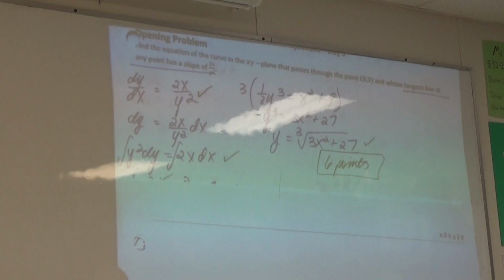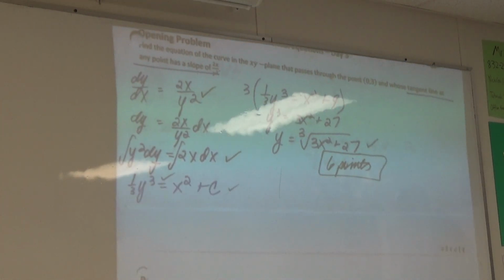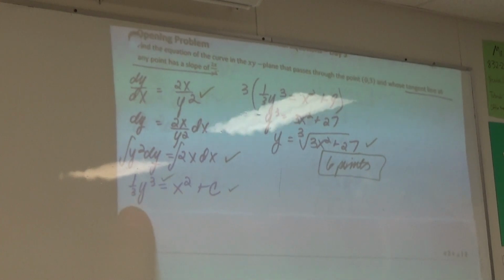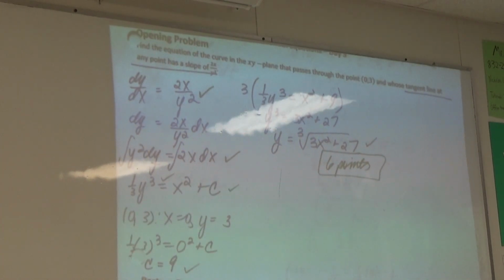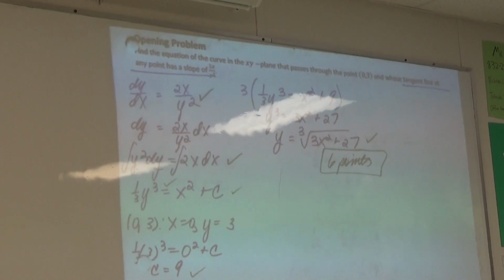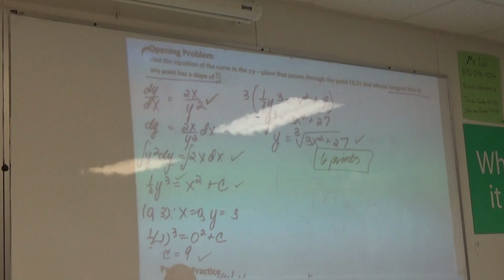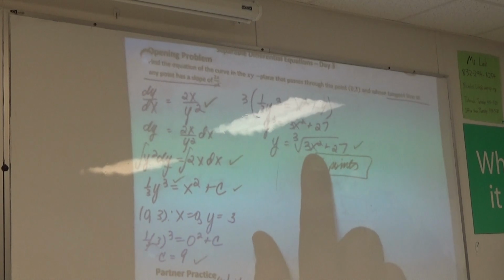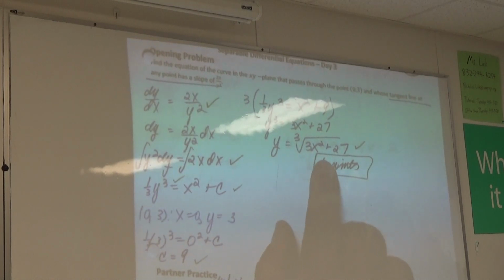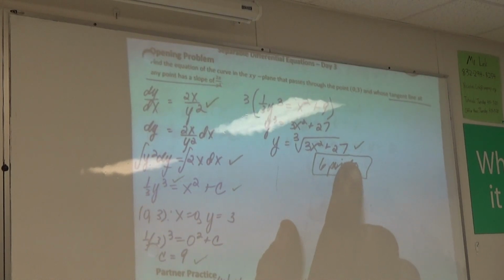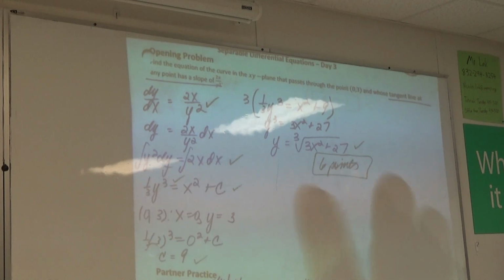How many guys are with me so far? This should be like all the friends, right? I'm going to integrate both sides. Integral of y squared, 1/3 y cubed. Integral of 2x, x squared plus c. I'm going to go through and use the initial condition. I chose to use it early. You don't have to use it early. But your final answer should be cube root of 3x squared plus 27. That would be the 100% all the way right answer.